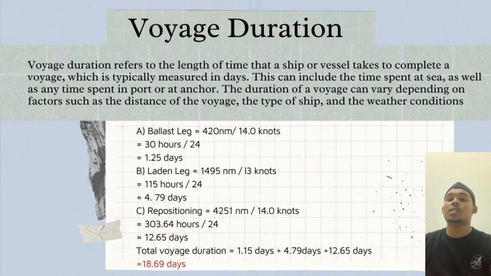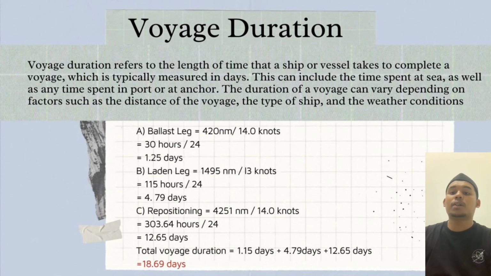Today I want to explain about voyage duration. Voyage duration is a measure of the time it takes for a ship or vessel to complete a journey from one port to another port. It typically includes the time spent at sea as well as any time spent in port or at anchor. The duration of a voyage can vary depending on a number of factors such as the distance of the voyage, the type of ship, and the weather conditions.